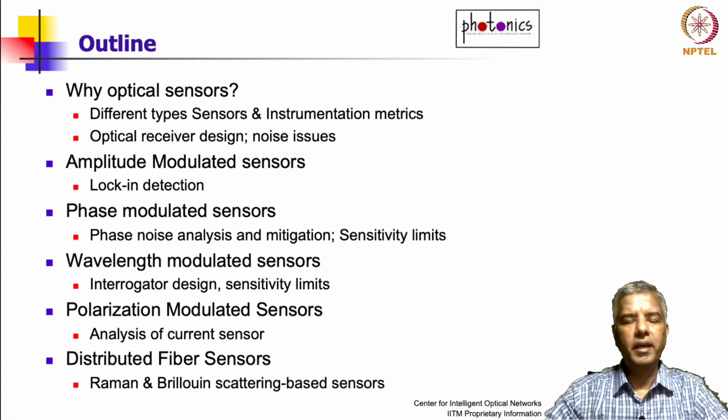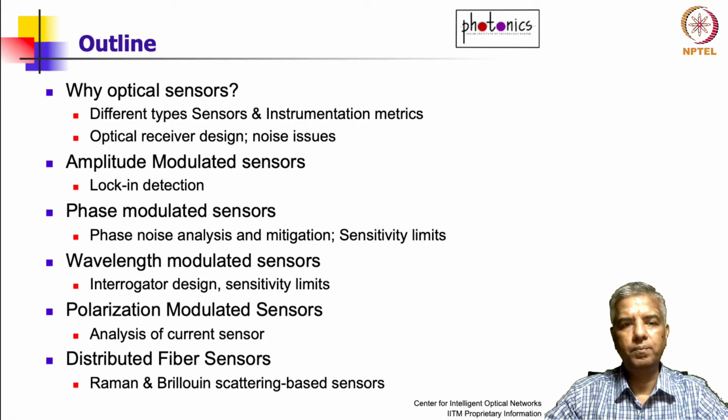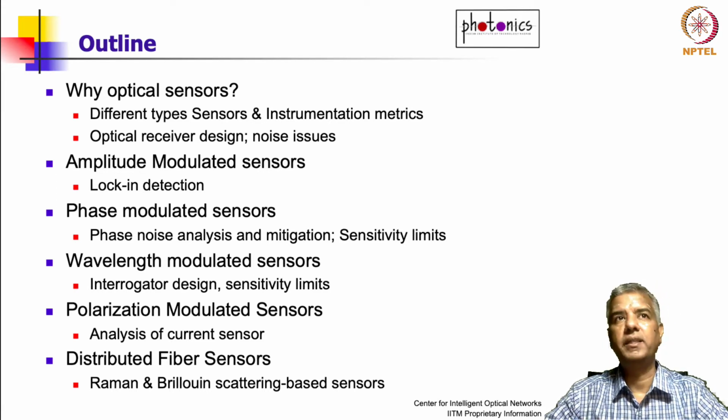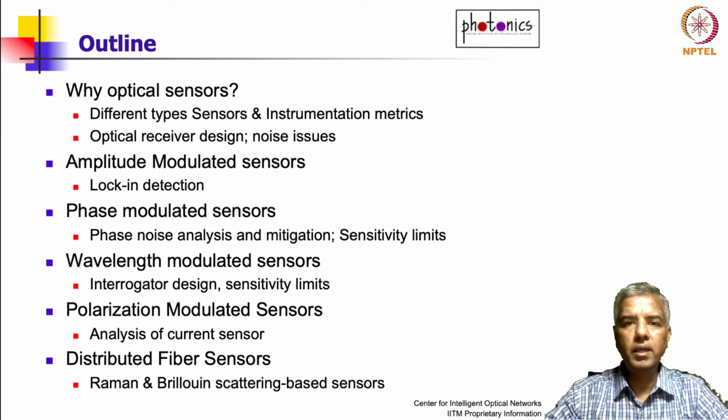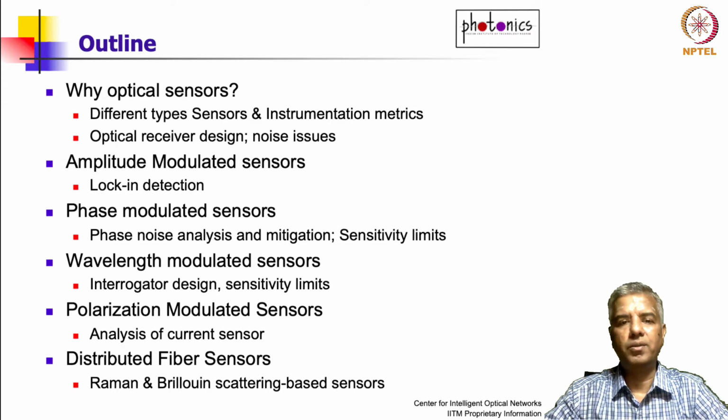So far we've been talking about different sensors, what is the need for sensors, just giving a perspective of what are the different properties of light that we could potentially exploit, and how to pick up different physical parameters like strain, pressure, temperature, and so on, using these properties of light. So now it's time to go on to see a few examples of these sensors.